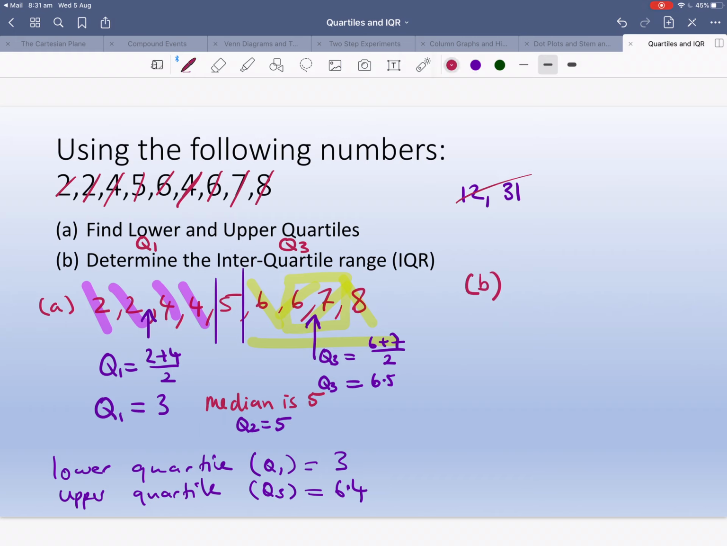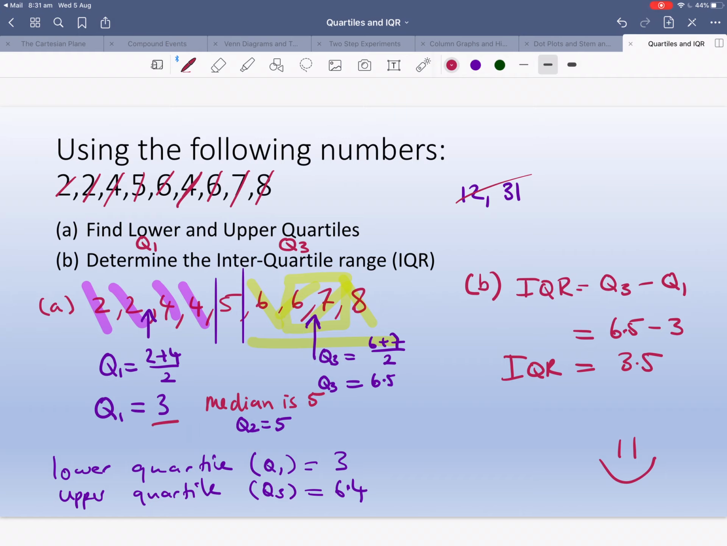Determine the interquartile range. Now, the interquartile range is pretty straightforward. IQR is the upper quartile minus the lower quartile. Q3 in this case is 6.5. Q1 in this case is 3. So our answer, the interquartile range, is 3.5. And that's the end of this answer, and we're really happy about it.